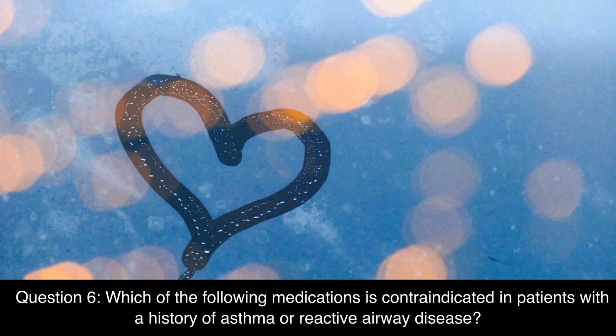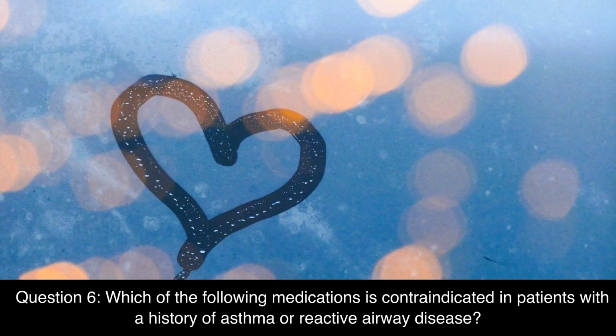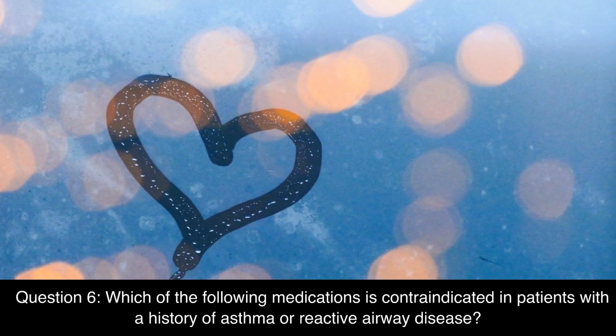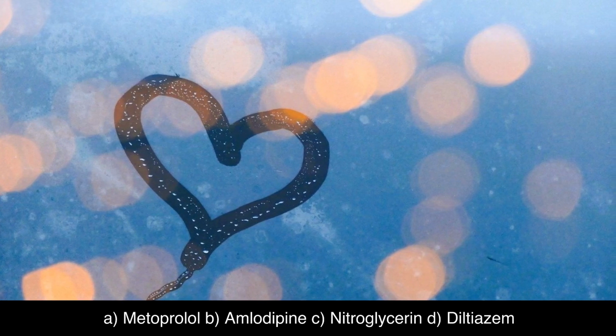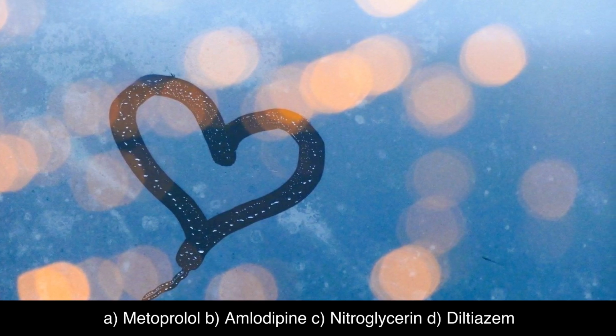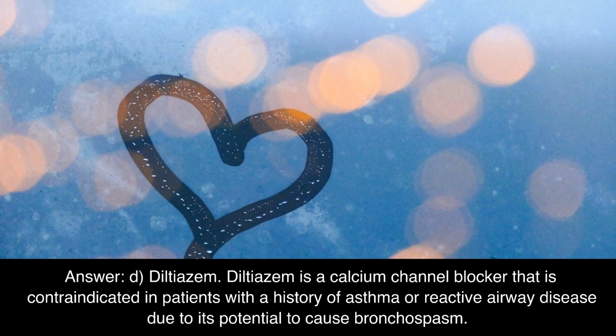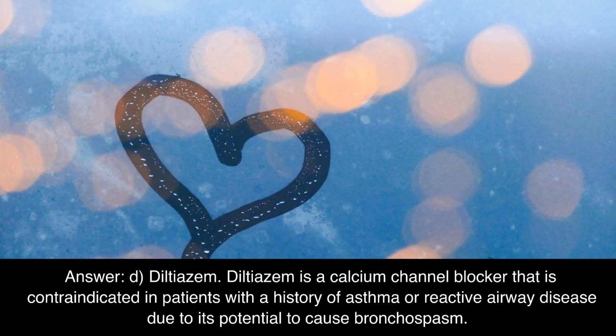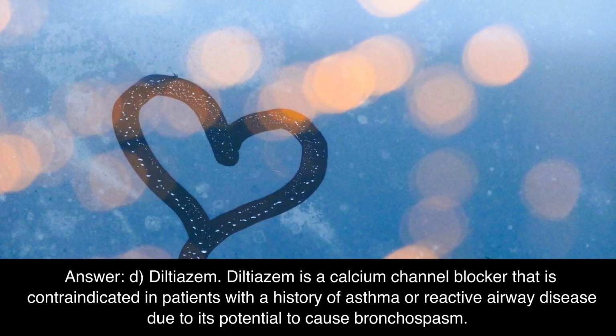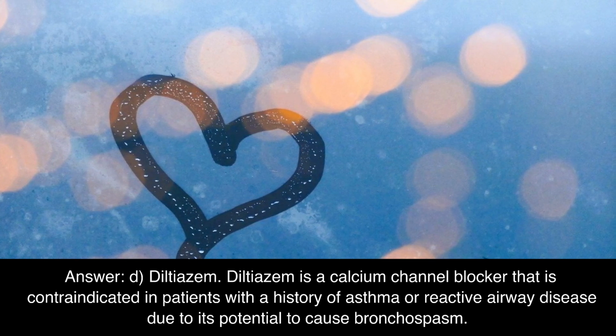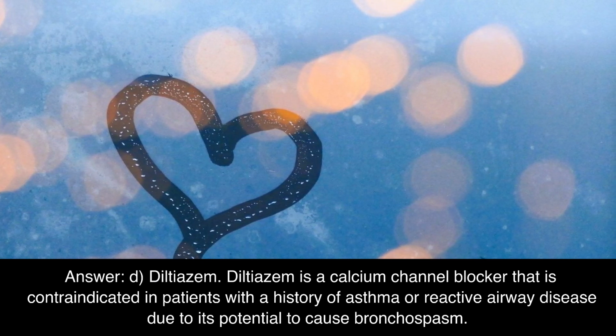Question 6. Which of the following medications is contraindicated in patients with a history of asthma or reactive airway disease? A. Metoprolol. B. Amlodipine. C. Nitroglycerin. D. Diltiazem. Answer. D. Diltiazem. Diltiazem is a calcium channel blocker that is contraindicated in patients with a history of asthma or reactive airway disease due to its potential to cause bronchospasm.